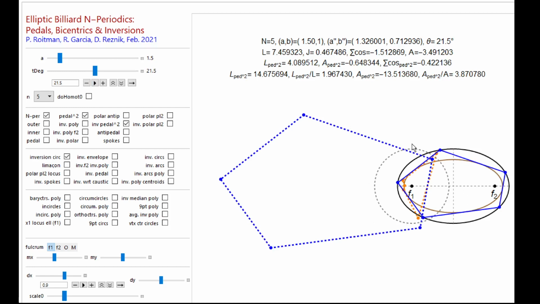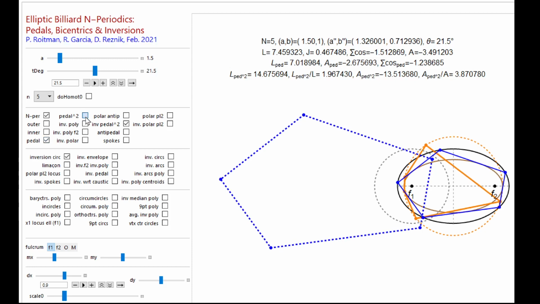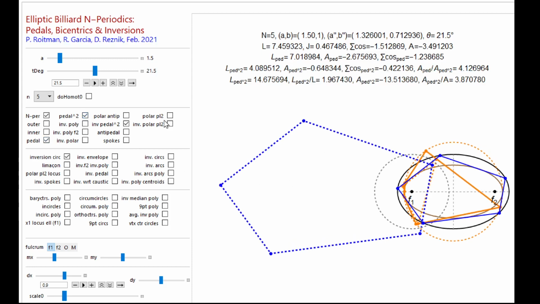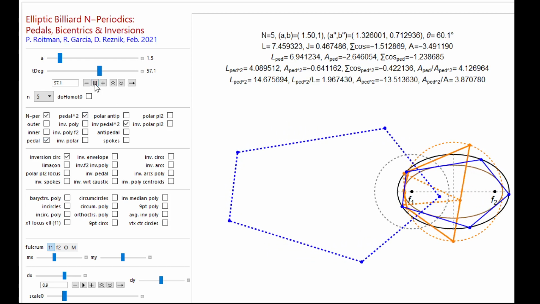So these two families are connected by 3 operations. You do the pedal transformation, you get that bicentric family. Then you do a square pedal transformation to get that dashed orange family. And then you take the dashed orange family and you invert it with respect to the focus. And you get this homothetic copy to the elliptic billiard. Now I'm going to show you guys another set of 3 operations that is going to get me the exact same dashed blue family. So let's go ahead and erase them.